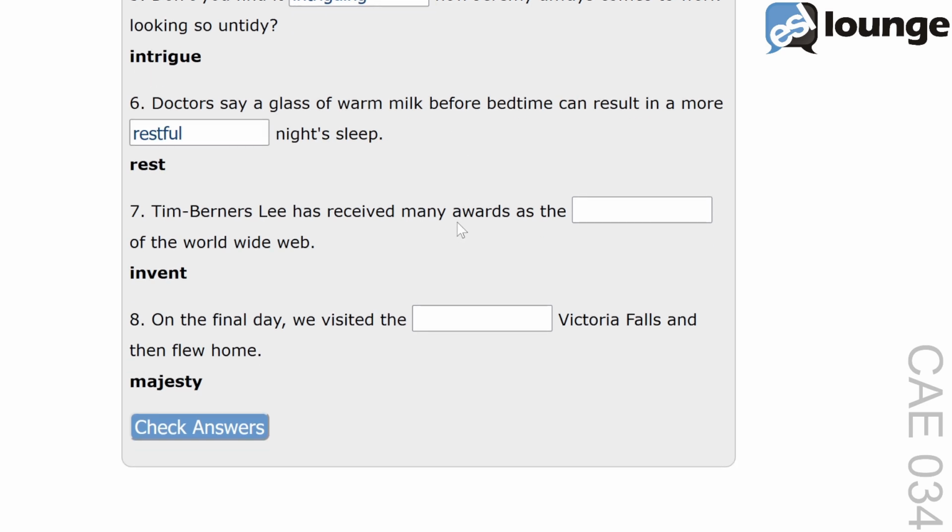Question 7. Tim Berners-Lee has received many awards as the blank of the World Wide Web. The base word is invent. The correct form here is inventor.